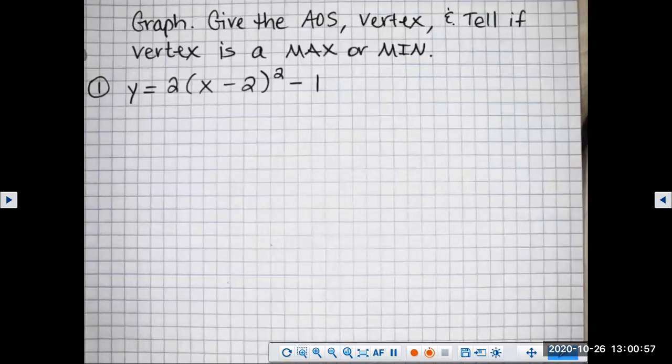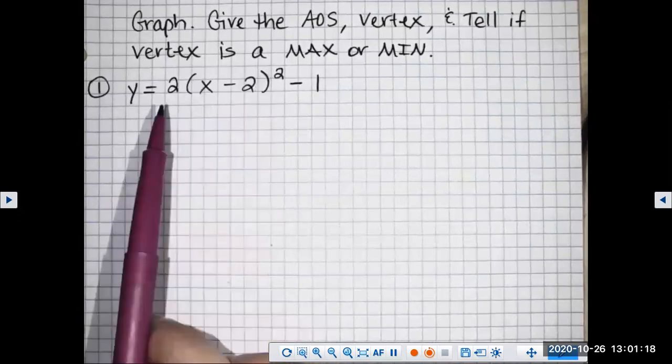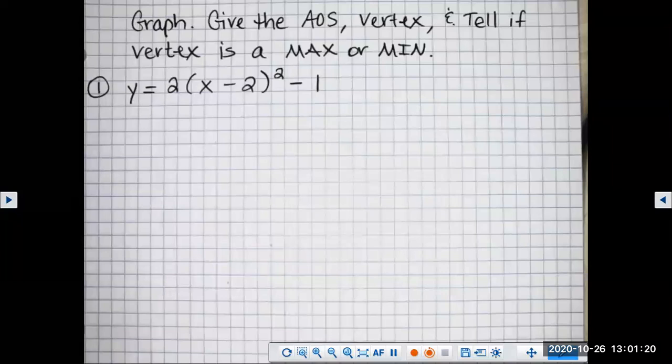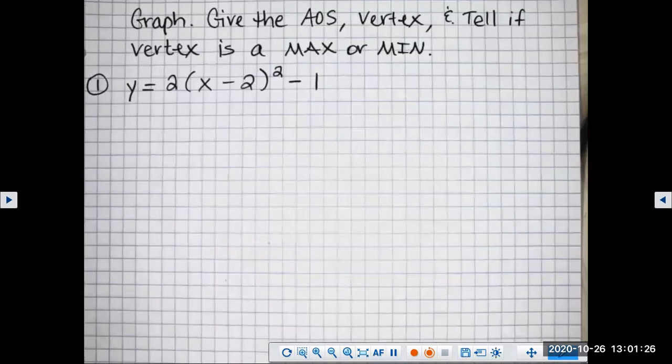Okay, you're asked to graph this, and I'm gonna show you how you can use symmetry to help you find points. You're gonna have to plug in to get a couple of points, and you can use the fact that parabolas have symmetry to find a point on the other side of your axis of symmetry line. Tell me, is this parabola going to go up or down? Good. Why? Good, because 2 is positive.